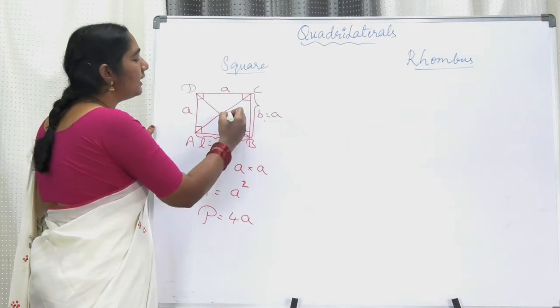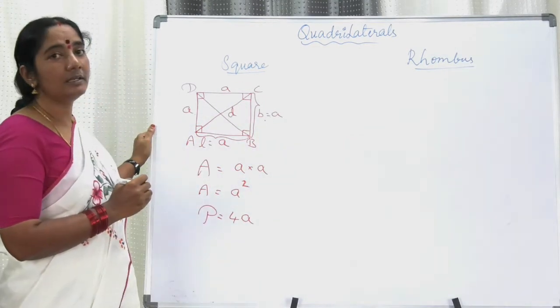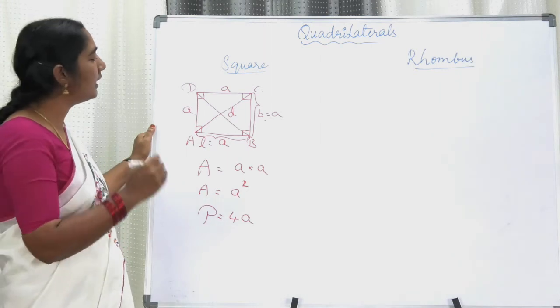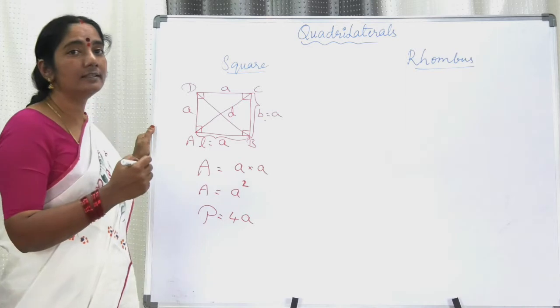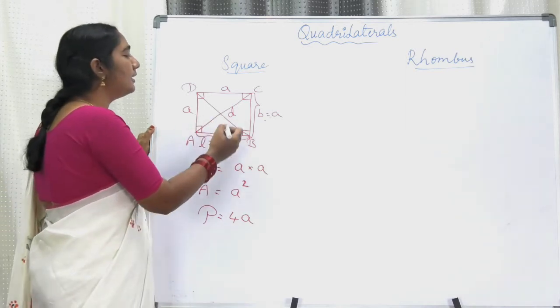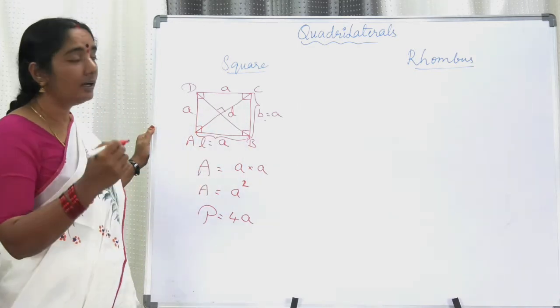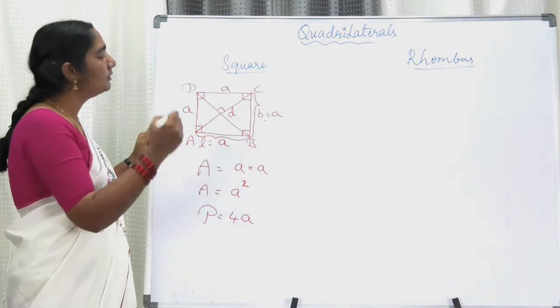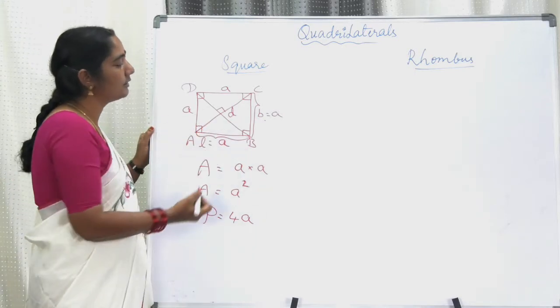Now the diagonals are equal. Let the diagonal be D in a particular square. In a square, diagonals are equal and also they are perpendicular to each other. So my dear friends, if the diagonal is given, how do we find the area?